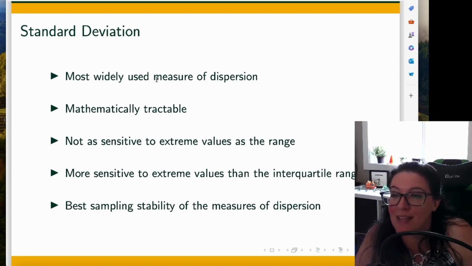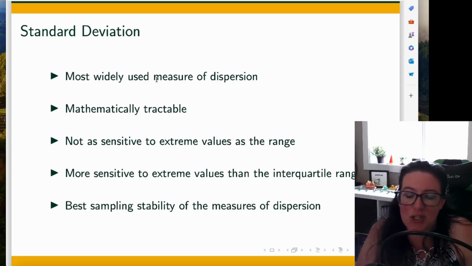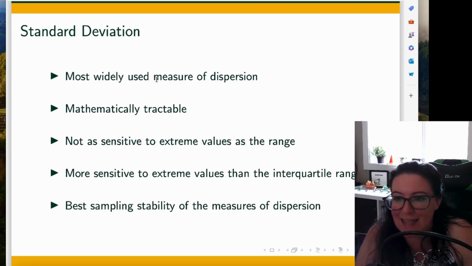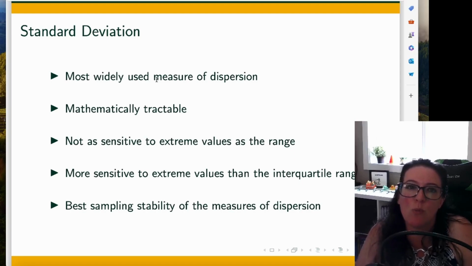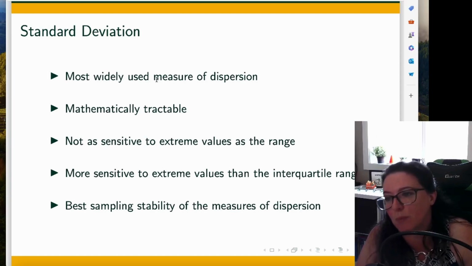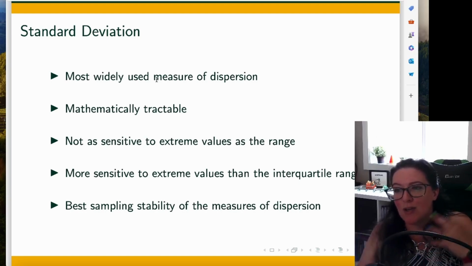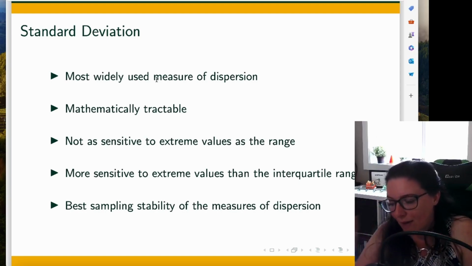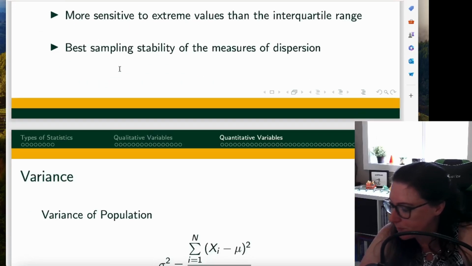Downside is it's more sensitive to extreme values than the range. Not as much as the range, but more than the interquartile range. The benefit of using it and why we like it, in addition to mathematically tractable, is that it is stable. So when you do multiple samples, you're going to get standard deviations that are very similar to each other. Whereas the range, for example, is quite different every time you take a different sample.